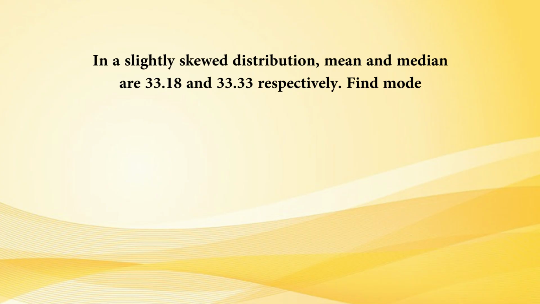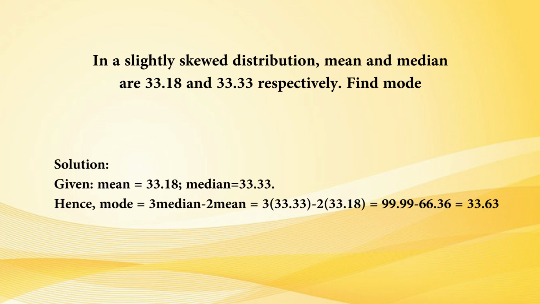Let us look into the example to compute mode by applying an empirical relationship. In a slightly skewed distribution, mean and median are 33.18 and 33.33 respectively. Find mode. From the given information, we have mean is equal to 33.18. Median is equal to 33.33.